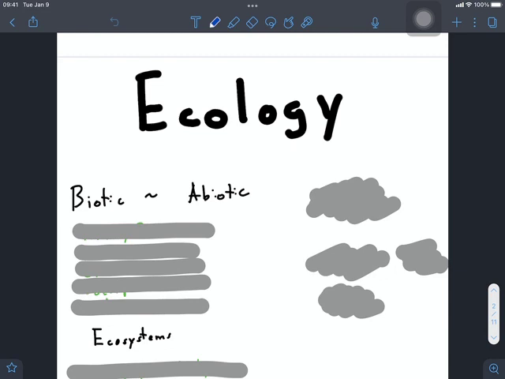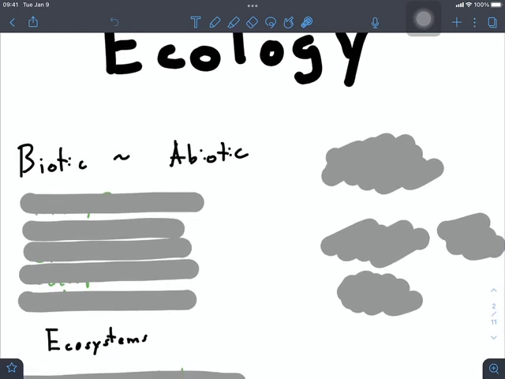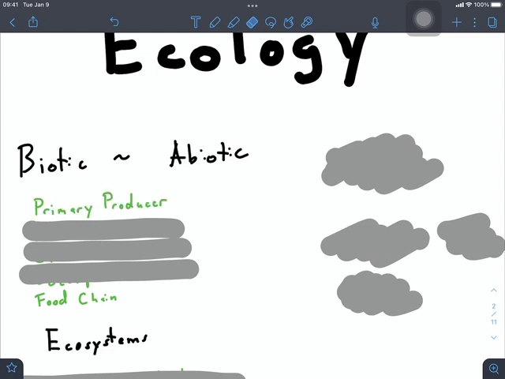We as scientists can break down that relationship into the biotic or living thing component and the abiotic, the non-living thing component. When we talk about the biotic components, we're oftentimes looking at things from a perspective of a food chain. Now, this food chain always will begin with a primary producer.